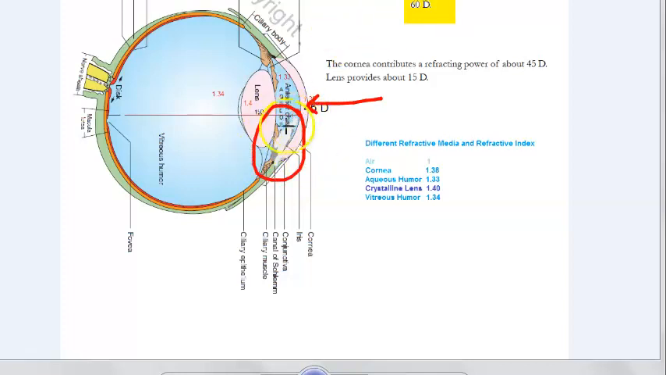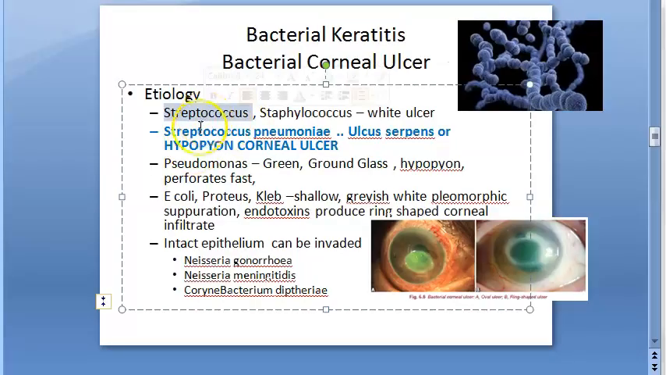Because of this hypopyon which is collecting in the anterior chamber, what will happen? The intraocular pressure will rise. So it can lead to secondary glaucoma. How will you treat it? By treating the source, that is dacryocystectomy you will do. Another thing is, when it is because of streptococcus, it will be a white ulcer, right? With the surrounding clear cornea. That's what they say about streptococcus.